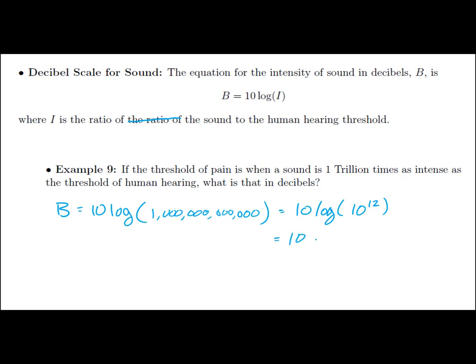So this is 10 times the log base 10 of 10 to the 12th. And so it's the same game we played in the last problem. Those zap each other, and we just get 12. So that's 120 decibels. All right? So do yourself a favor. When you crank that stereo up, keep it under 120 decibels.